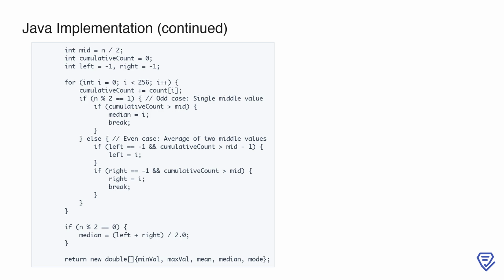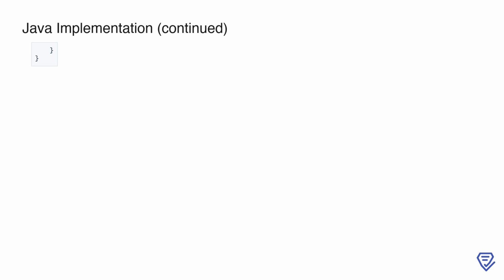For even datasets, we need to find two middle values. The first middle value is identified when cumulativeCount exceeds mid - 1, and the second middle value is found when cumulativeCount exceeds mid. Once both values are identified, the median is calculated as their average. This approach ensures that the median is accurately computed for both odd and even datasets. Finally, we return an array containing all the calculated statistics: the minimum, maximum, mean, median, and mode. The implementation concludes with the closing braces for the class and method definitions.